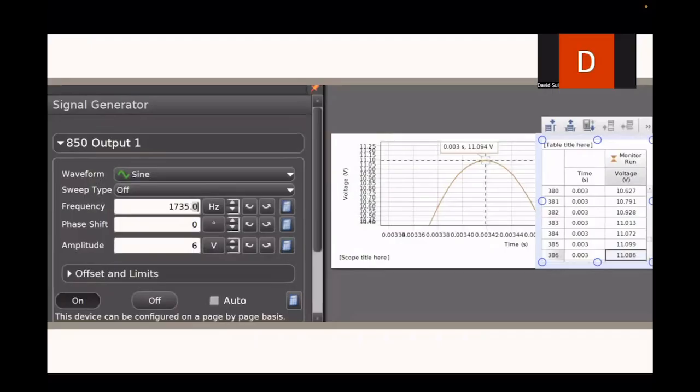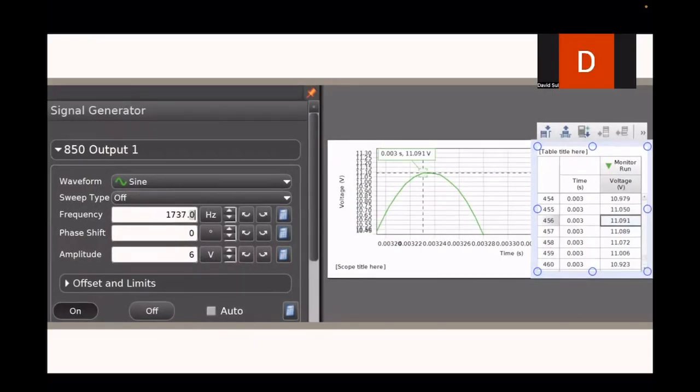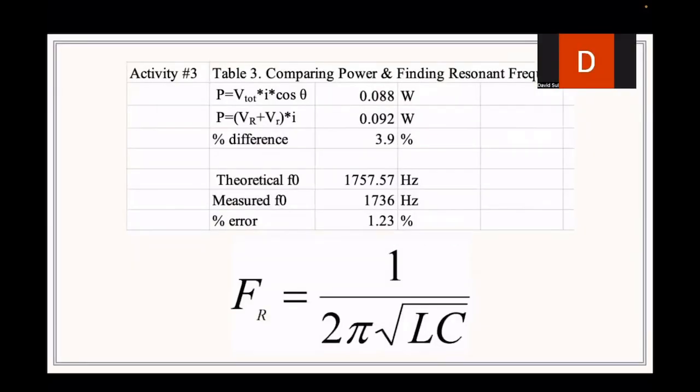If you look right here, you can see that at 1736 hertz, it's at the highest voltage amplitude. So we found the resonant frequency of 1736 hertz. And this has about 1.23% error, which suggests that our data is pretty accurate.